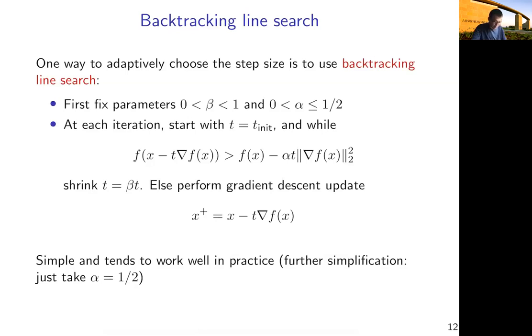Okay, so let me first talk about how backtracking line search works. We will start with some initial learning rate, t equals, say, t init. So for instance, we can set this t init to be 1, right? And then in every iteration, the algorithm is going to try moving along the negative gradient direction with step size t, and then check whether it actually gives us sufficient descent.